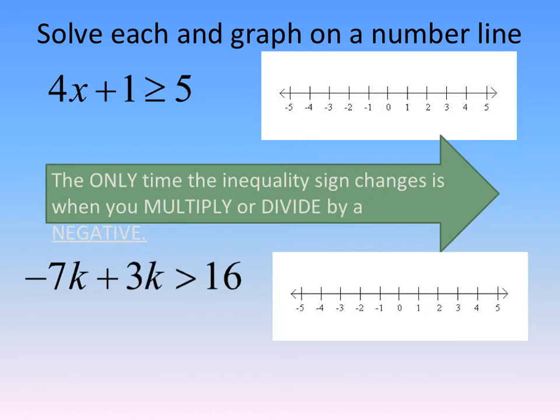Alrighty. So I'm going to subtract that 1, so I have 4x is greater than or equal to 4. Divide by 4. And now I have x is greater than or equal to 1. So this is just like the last one, except now it's greater than or equal to 1. So when I graph that, open or closed, guys? Great job. It is closed. Wow, you're awesome. Way to participate. And it's greater than, so it's going to the right.